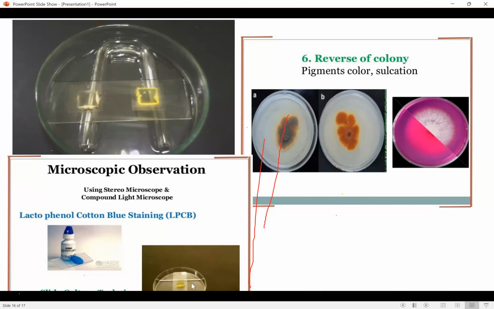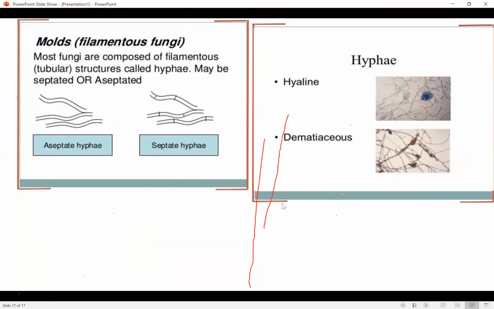Down here, you see a typical slide tape preparation that you can observe. And here you have the type of pigmentation that we're seeing. If you look at it, this is the fungus growing here, and you see the pigmentation moving out into the medium, seeping solubly into the medium. These are things that you want to observe and appreciate in identifying the fungi.